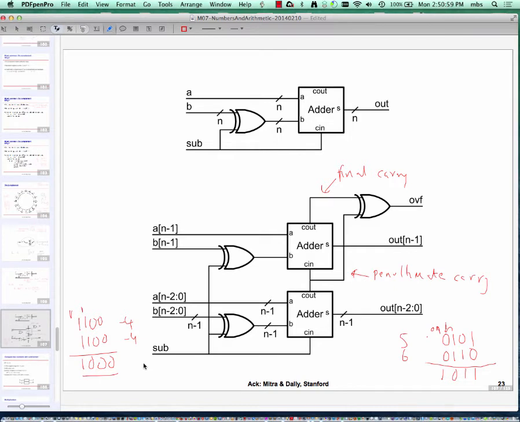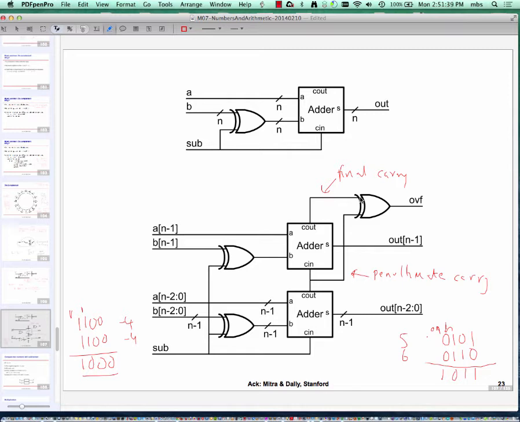What about if the signs of the two numbers differ? Will you ever have an overflow? Never, right? If I were to subtract, I can have a problem. For example, I can take plus 7 and subtract minus 7 from it. But if I'm doing an addition and the signs of the two numbers are different, then I would never have overflow. But this overflow logic out here works for all cases. All you need to do is look at the penultimate carry and the final carry, XOR them, and you get the overflow.